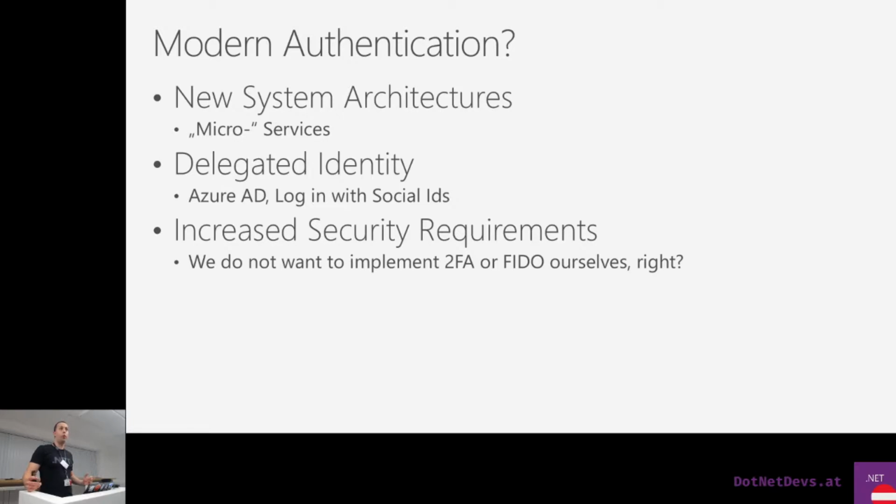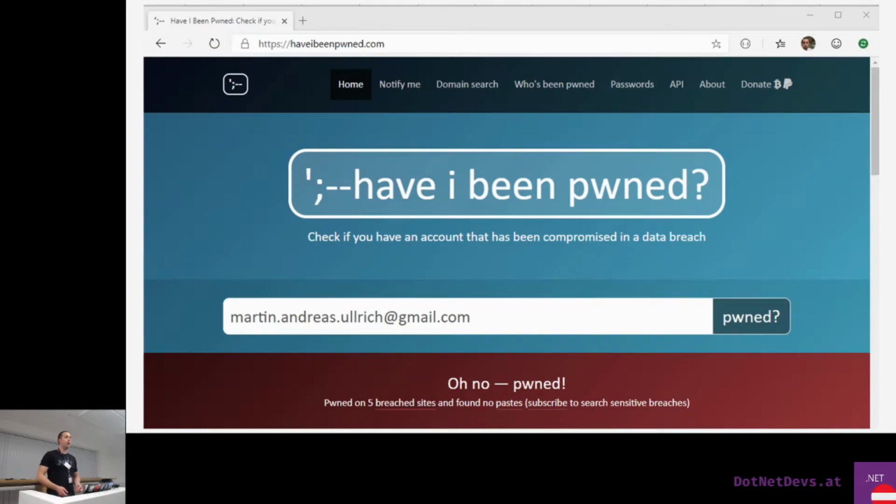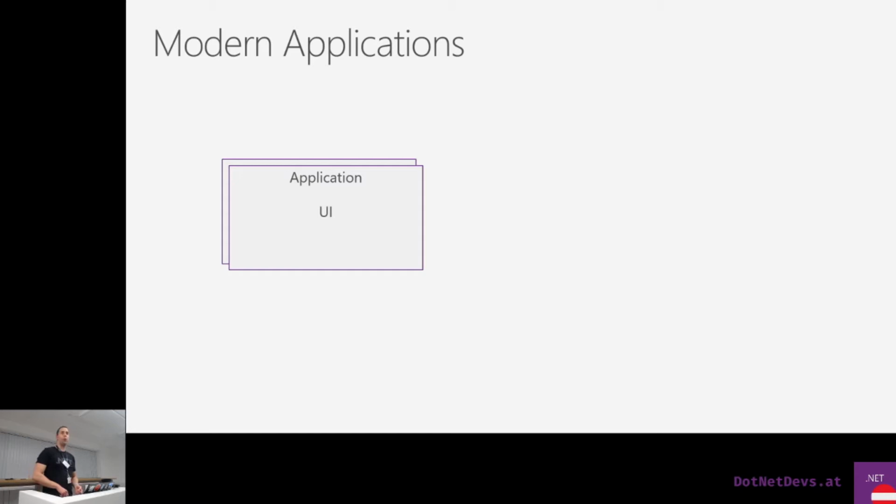So again, why do we want to use modern authentication? We usually don't write monoliths anymore. We write microservices or dedicated services, API services that need to deal with both user identity but also service identity. And so we don't really want to implement all this authentication stuff ourselves. And we also want to have very strong security, because we do not want to end up having been pwned. And we do not want to be breached.